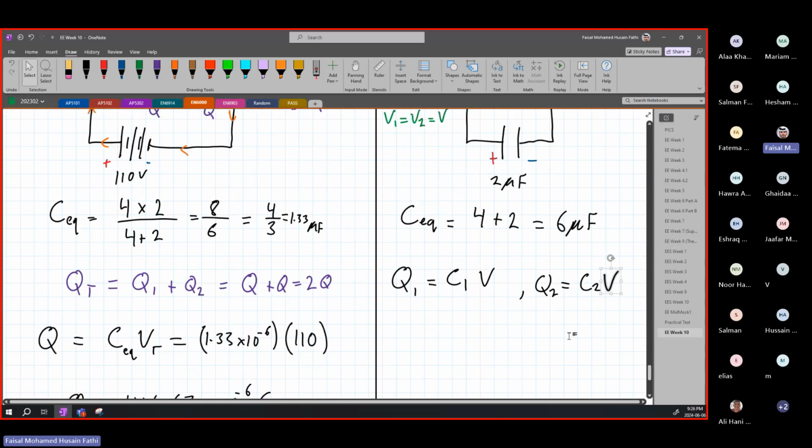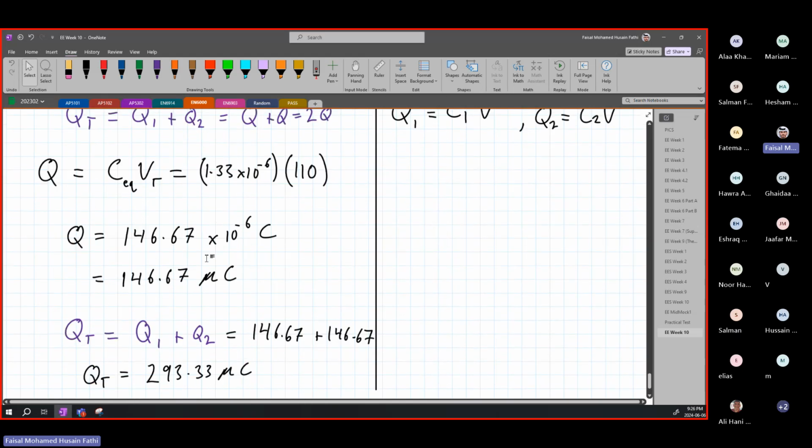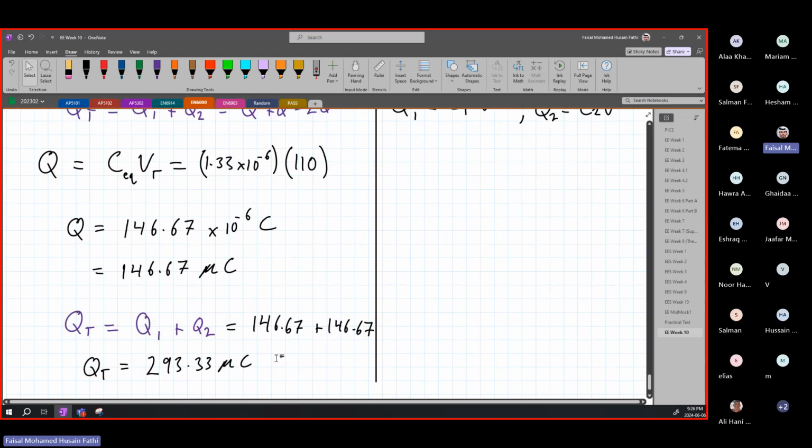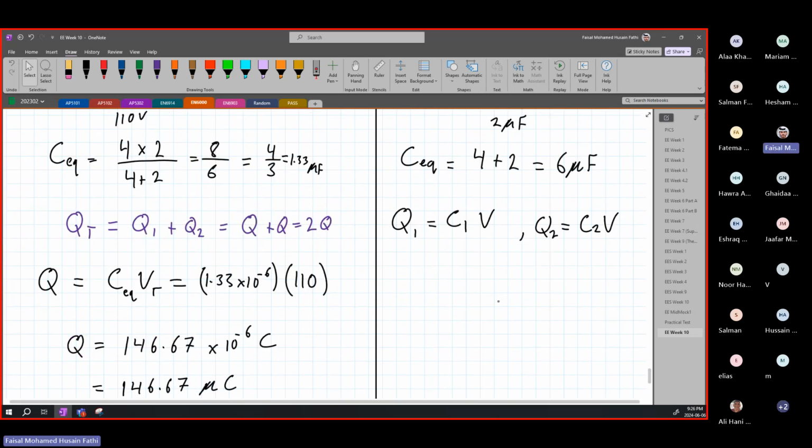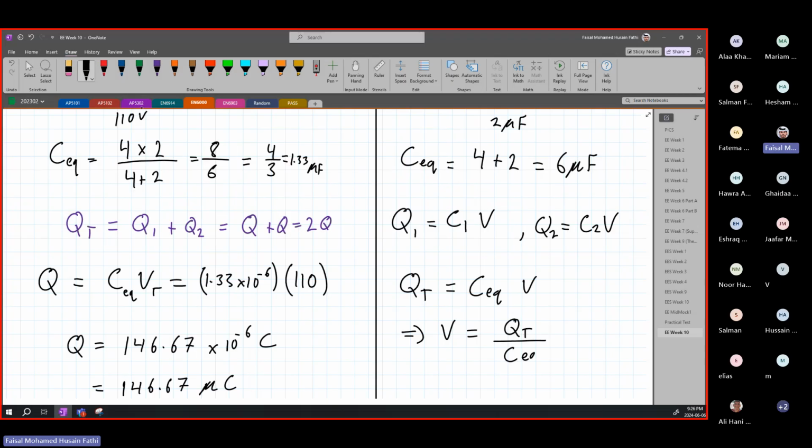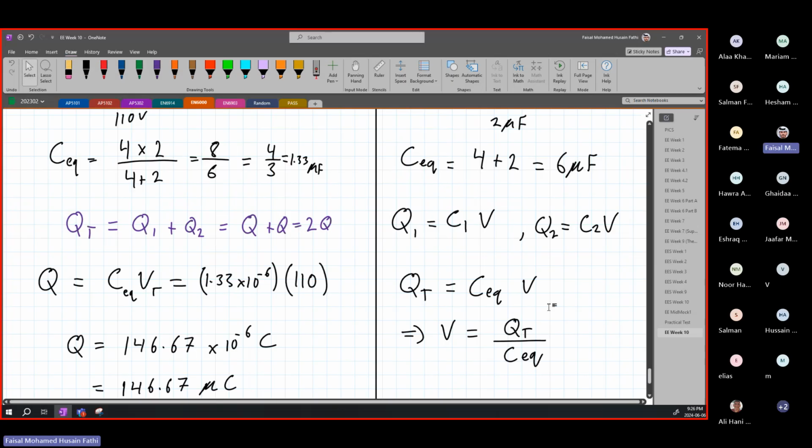But how can we find this voltage? This is the reason we find the C equivalent, because we already have the total charge that we have found earlier from a series circuit. The total charge will not change, meaning that Q total is equal to C equivalent times the voltage. Since we have C equivalent and the Q total, the voltage is Q total over C equivalent. Okay? Voltage is not changing in a parallel circuit.